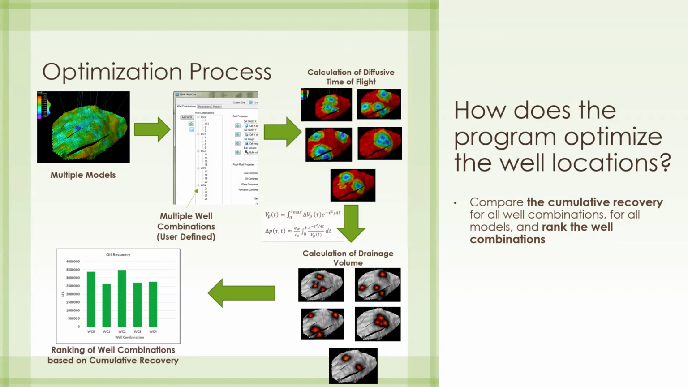Once the user is finished with the modeling process in the fine or coarse scale, the program will calculate the propagation time map using FMM based on a set of predetermined well locations and combinations set by the user. These maps are then used to calculate the drainage volume and well flow rate using a semi-analytic pressure and rate approximation. Knowing the flow rate from each well, the cumulative recovery is calculated for each case.